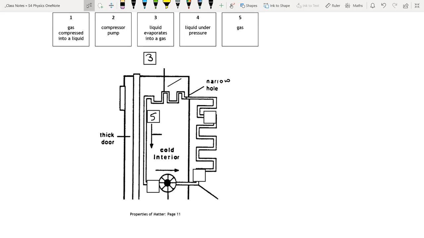That box shouldn't be there, I don't think that should be there. When it goes through that little circular thing, that's called a compressor pump. So what it does is it compresses it, so it changes that gas back into a liquid, which gives out heat energy. So that really should be there.